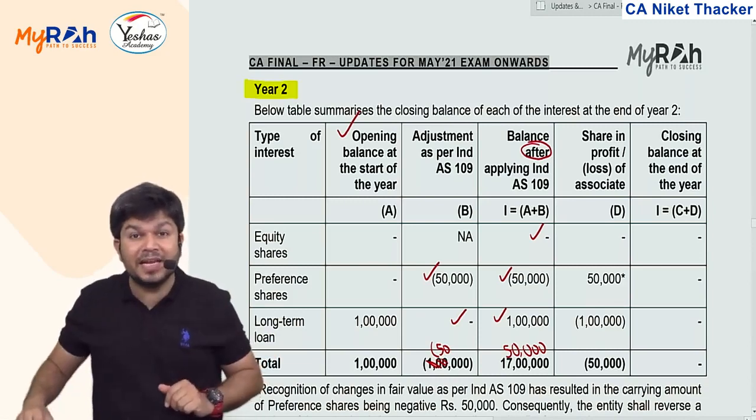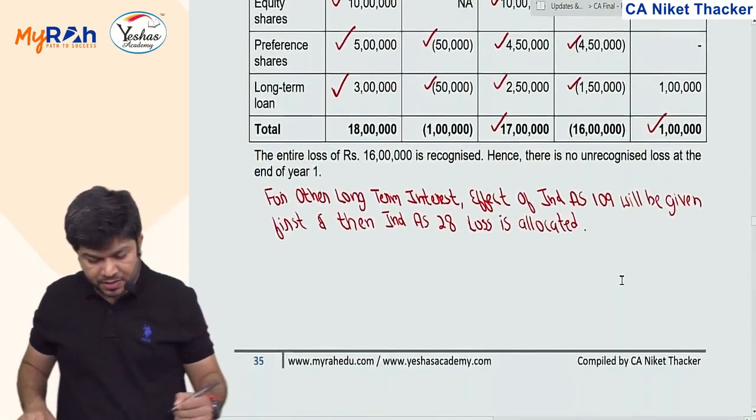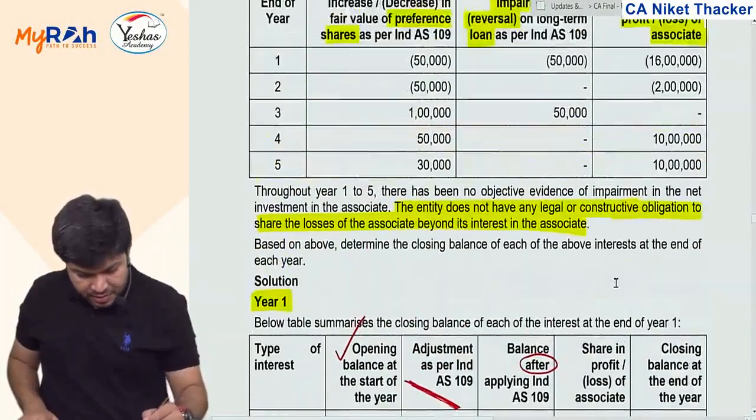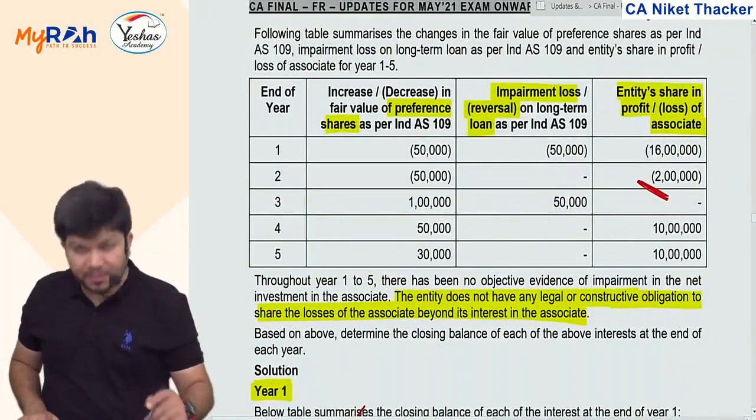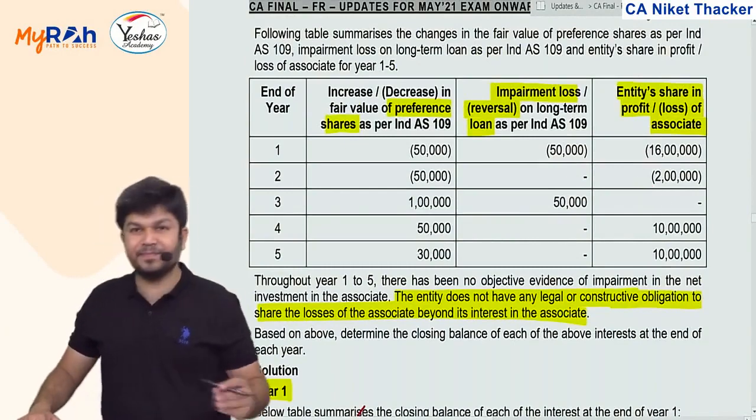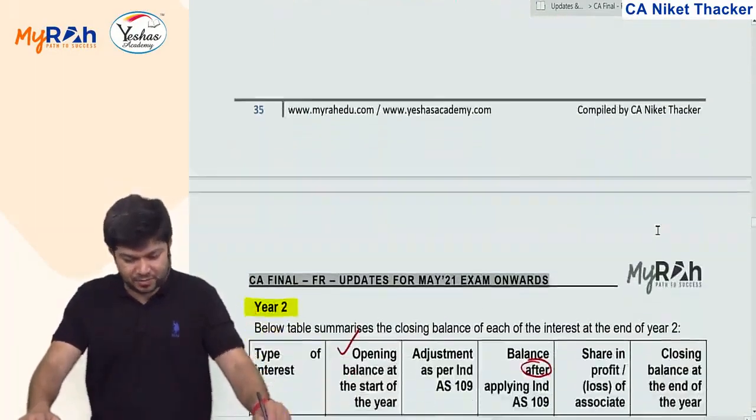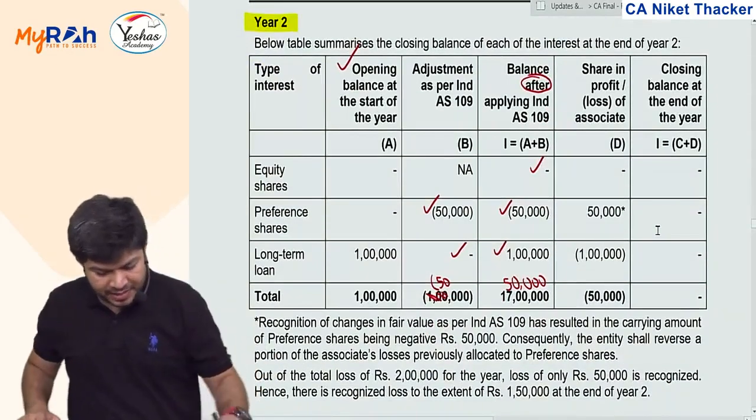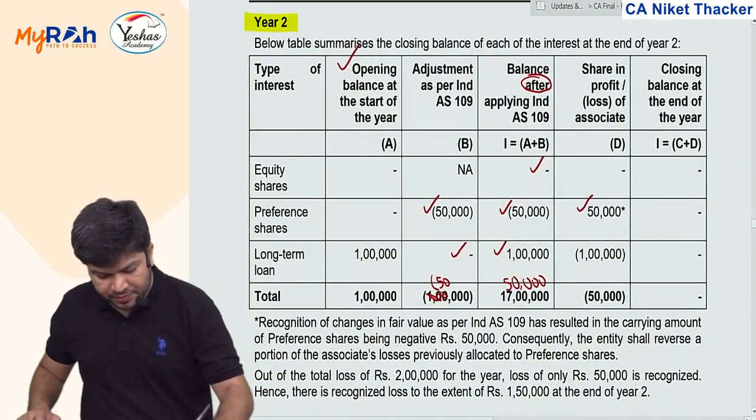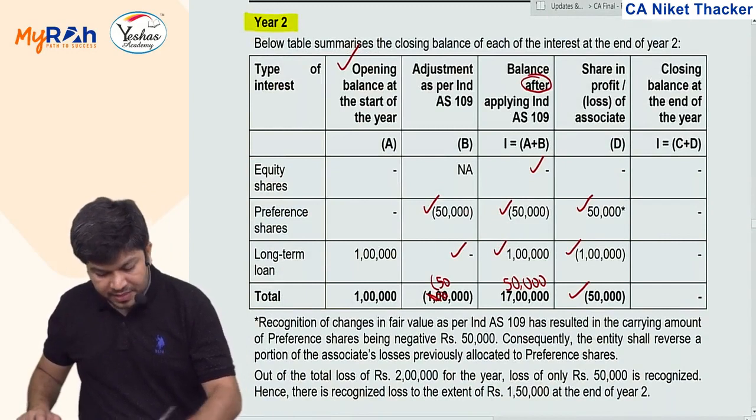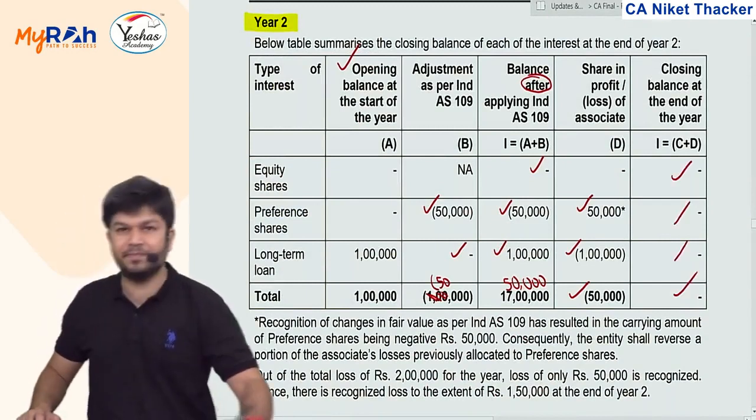Now the 28 loss. Let's see our share of loss. It is 2 lakh, and we have a balance of only 50. So we put 50 against the loss. I can't show negative, so I make this positive 50. This is 1 lakh loss, 50, and now the balance becomes nil.